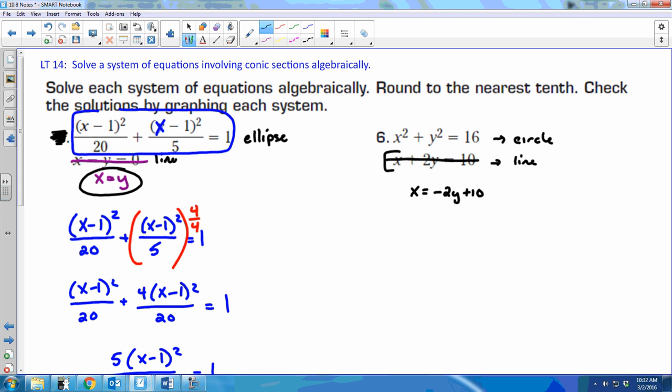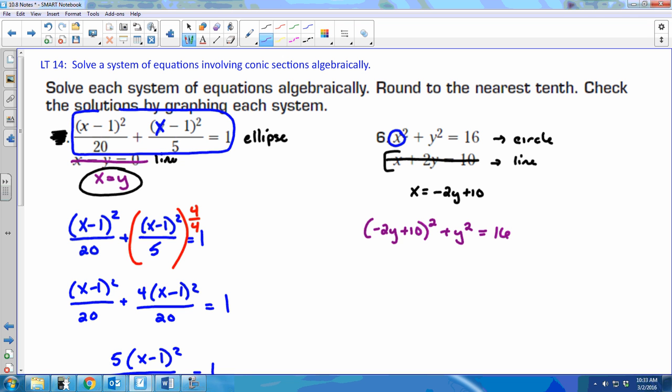So what should I do from here? Exactly. You're going to plug in -2y plus 10 wherever I see an x. So I have (-2y plus 10) squared plus y squared equals 16. In this scenario, there is no shortcut. You have to FOIL that first binomial. It's (-2y plus 10) squared.